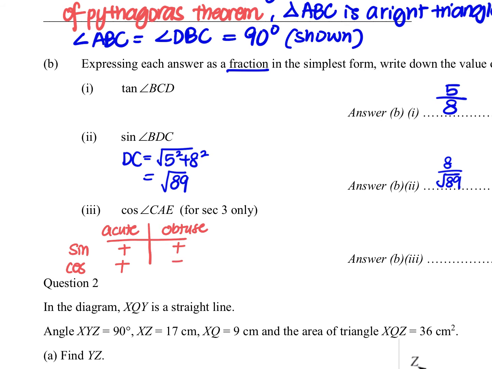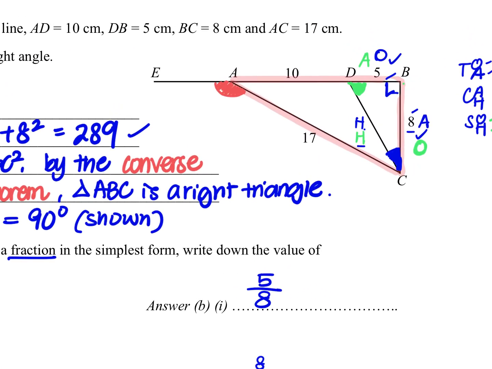So angle CAE, the obtuse angle, I can't choose this angle because there's no right angle triangle here. So I need to use the angle on the other side, the acute angle over here. In this case, I'm going to look at my whole triangle. Then this side over here will be the opposite. This one over here will be my adjacent. And this is my hypotenuse.